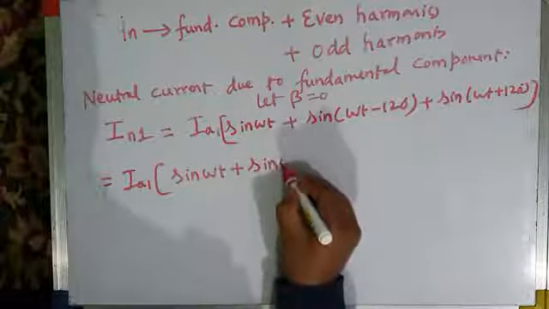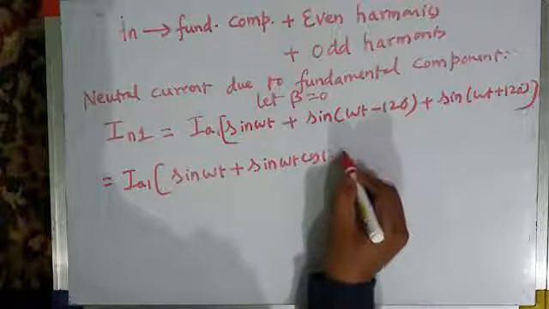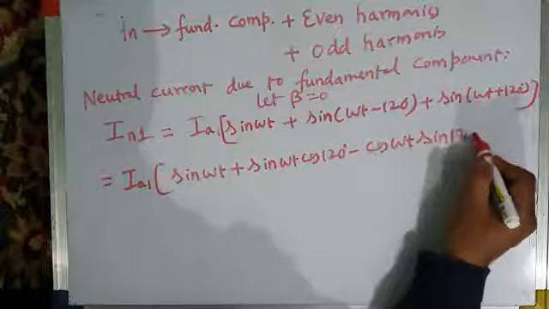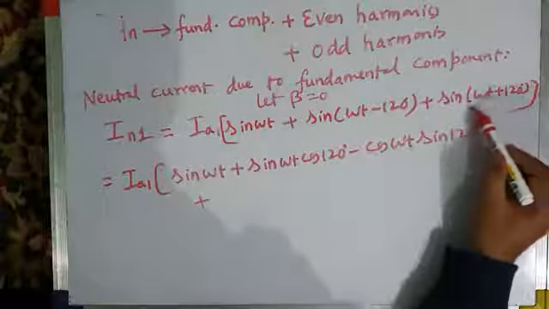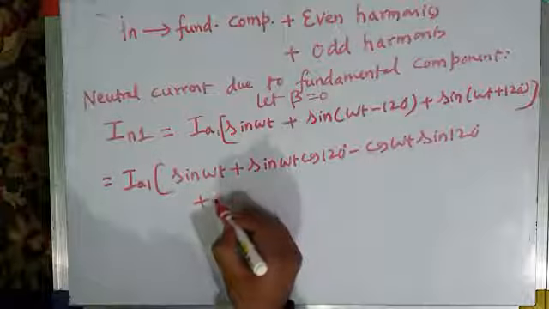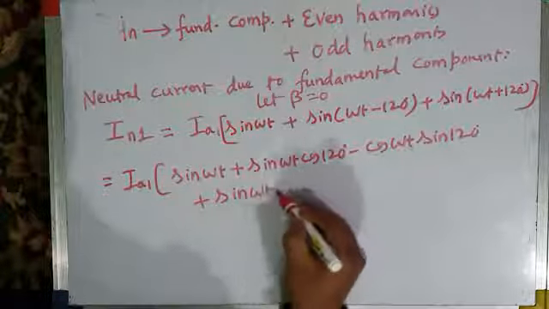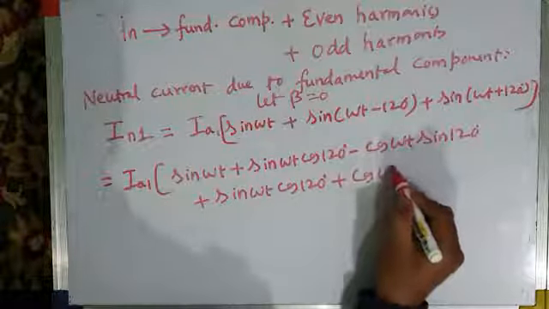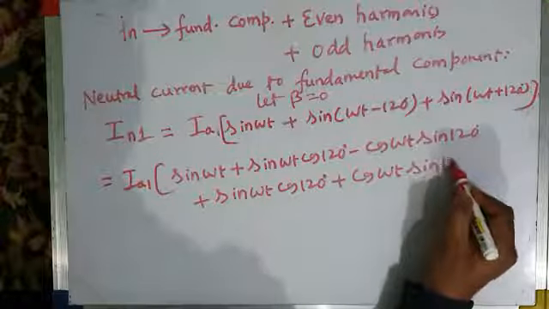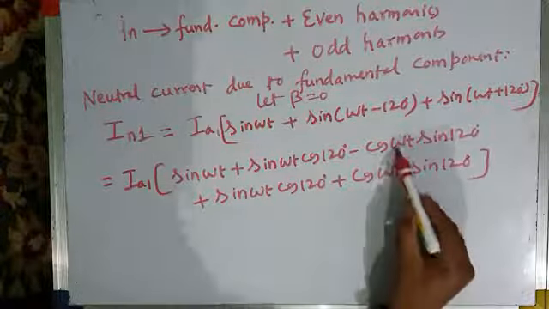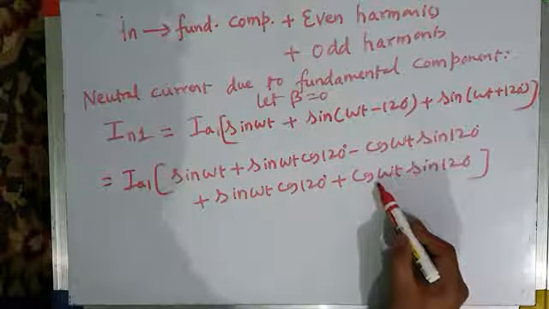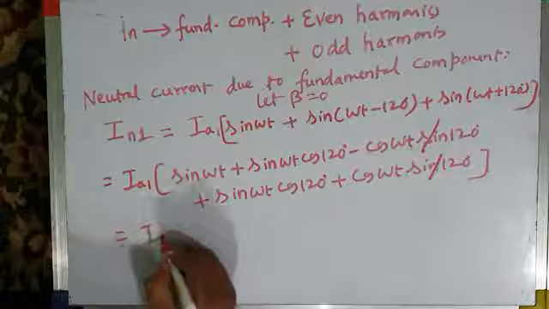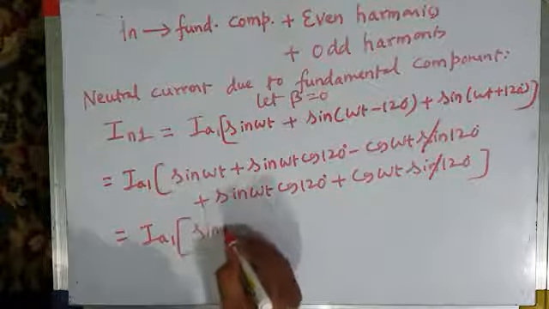So it is sine A cos B minus cos A sine B, where A is omega t and B is 120 degrees. Plus this is sine of A plus B, which is sine A cos B plus cos A sine B. It is sine omega t into cos 120 degrees, plus cos omega t into sine 120 degrees. See, this is minus cos omega t sine 120 degrees. This is plus cos omega t sine 120 degrees. So they will cancel. So what we are left with is IA1 times sine omega t.